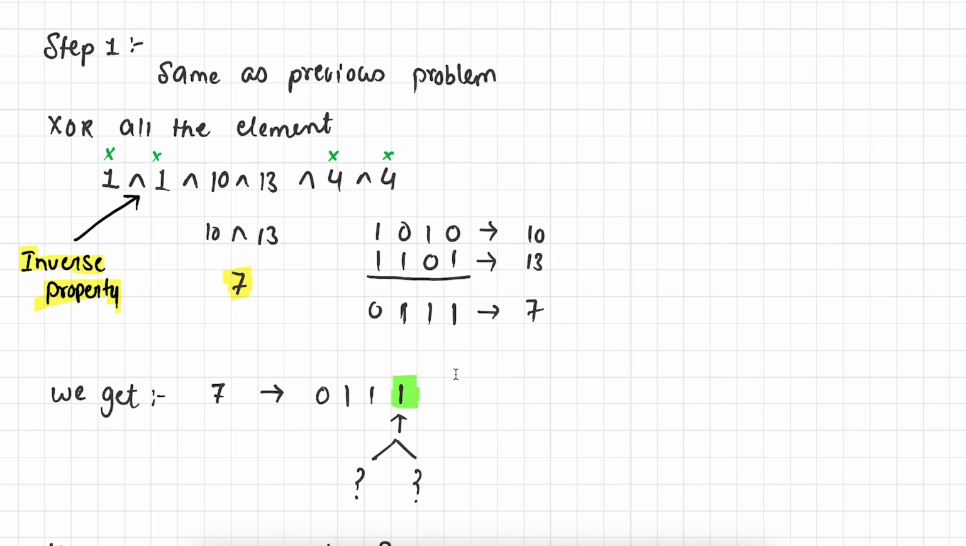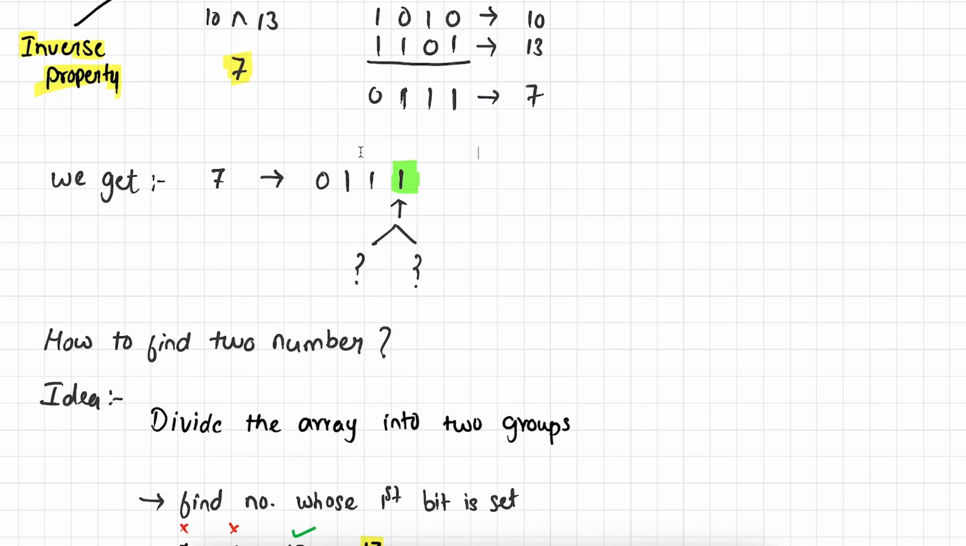Now the challenge is we have to use the binary representation of 7 and figure out the 2 odd occurring numbers, in this case 10 and 13. So let's see how to find the 2 numbers using the binary representation of number 7. As we see, the first bit of 7 is set. It means there are 2 numbers where the first bit of one number is 0 and the first bit of the other number is 1. So we know that. Okay.